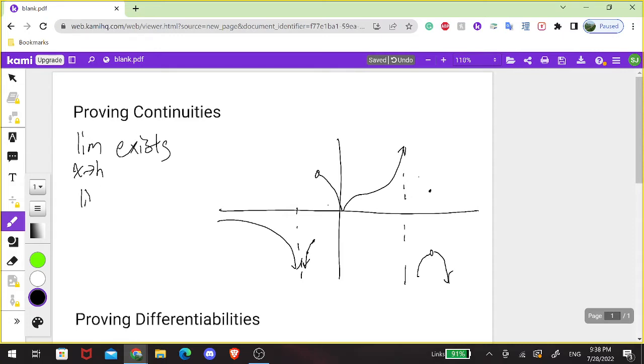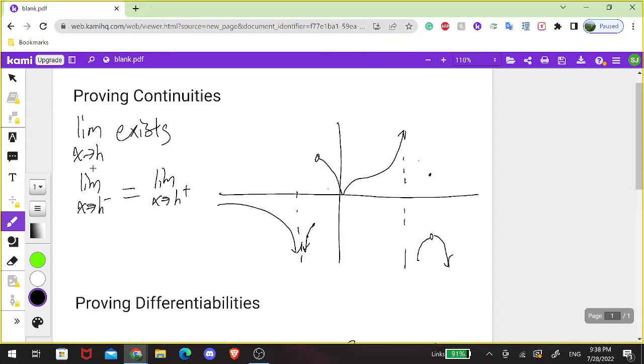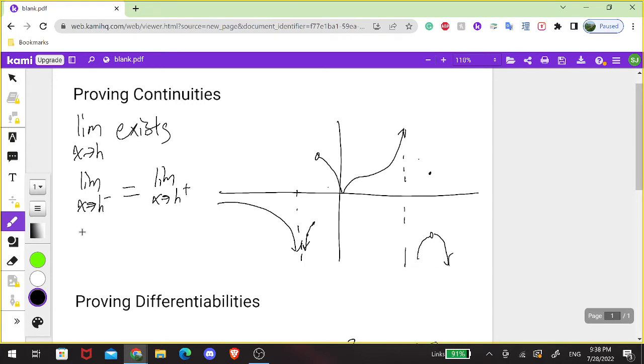Second, you have to say that the limit as x approaches h from the left has to equal the limit as x approaches h from the right. And third and finally, the limit as x approaches h has to equal f of h. So the limit has to exist, the limit has to be equal from the left and right side, and the function at that point must be equal to the limit at that point.